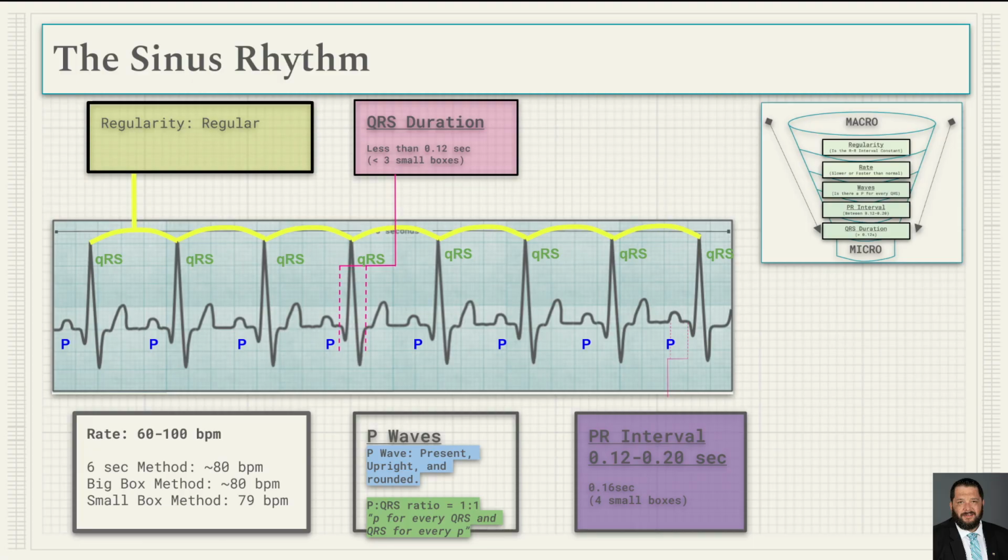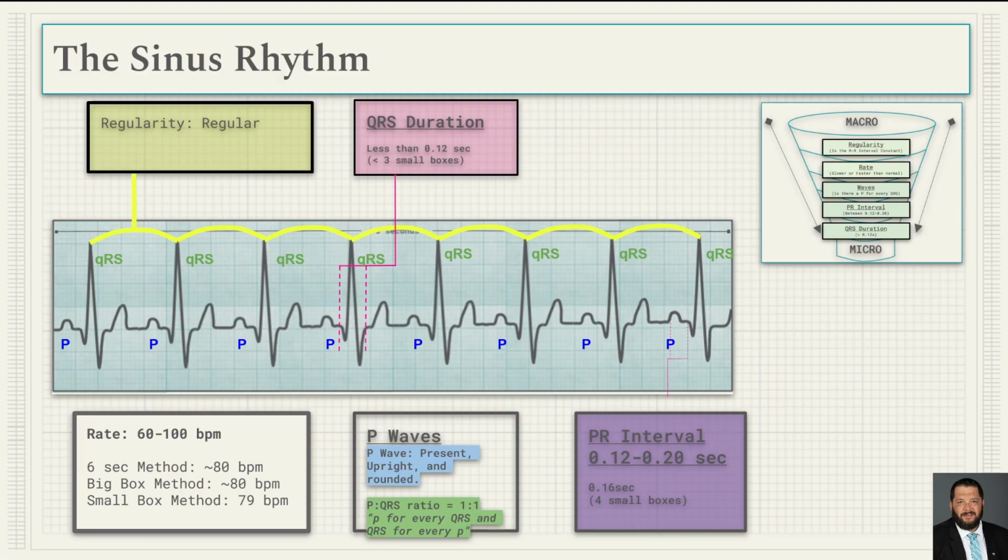The next P wave has an associated QRS complex, and so on through the rest of this rhythm strip. The PR interval should be between 0.12 and 0.2 seconds. This is the period between the start of the P wave and the start of the QRS complex. And we can see that we're roughly 4 small boxes here.